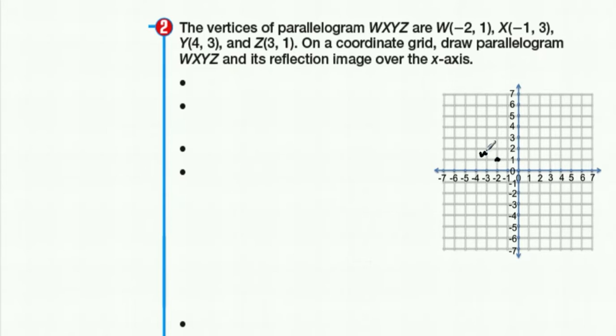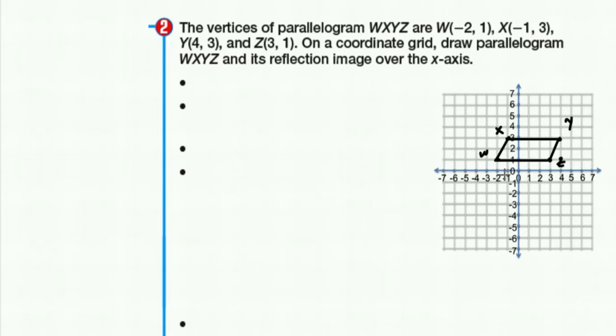It's W. We have X (-1, 3), right there. This is point X. Y is (4, 3). Right there, that's point Y. And Z is (3, 1), right here. And so we connect our points with a straight line. Point X to point Y, and point Y to point Z, to point W, and point W to point X. That is our parallelogram. And so we want to reflect this image over the x-axis.